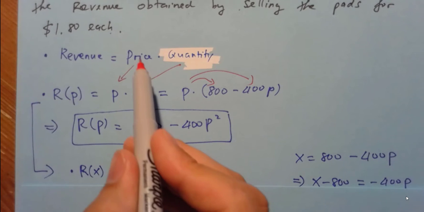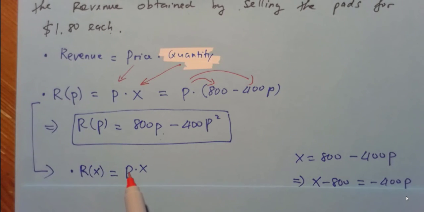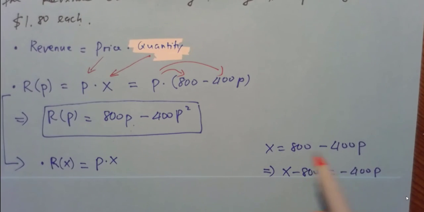So I use the same equation. The price is P, the quantity is X. Now you want everything in X. That means you don't want the P to stay here. The P should be written in terms of X. So go back to this formula. You need to solve for P so that you can make the distribution.